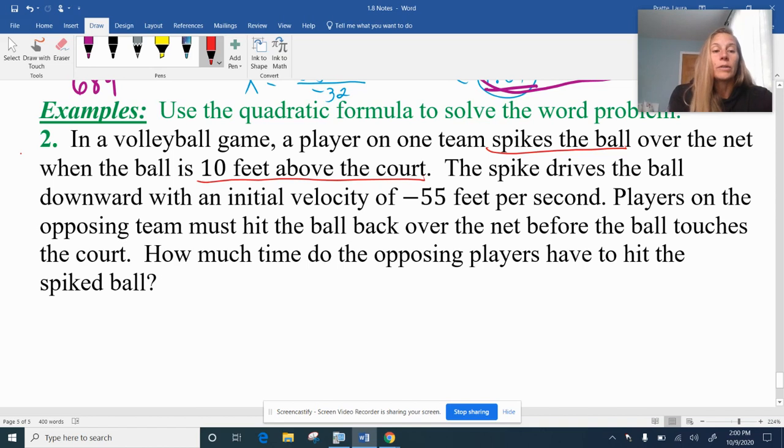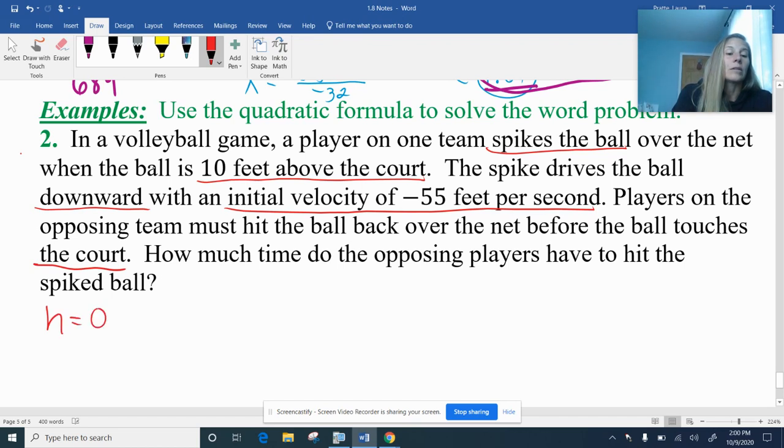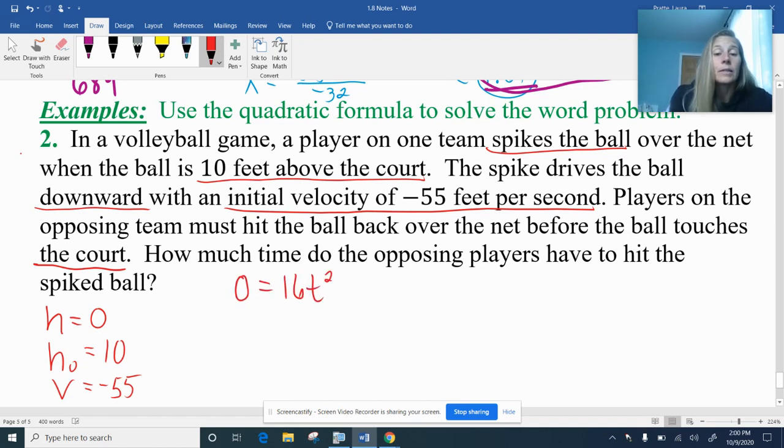The spike drives the ball downward with an initial velocity of negative 55 feet per second. So that's why we're using the negative 55 here. It can't really travel a negative speed, but the negative indicates the direction. And then the player on the opposing team has to hit it back before it touches the court. So that would mean that my ending height is 0. So we know the starting or initial height was 10. That velocity was negative 55, and the ending height is 0. So 0 equals negative 16t squared minus 55t plus 10.